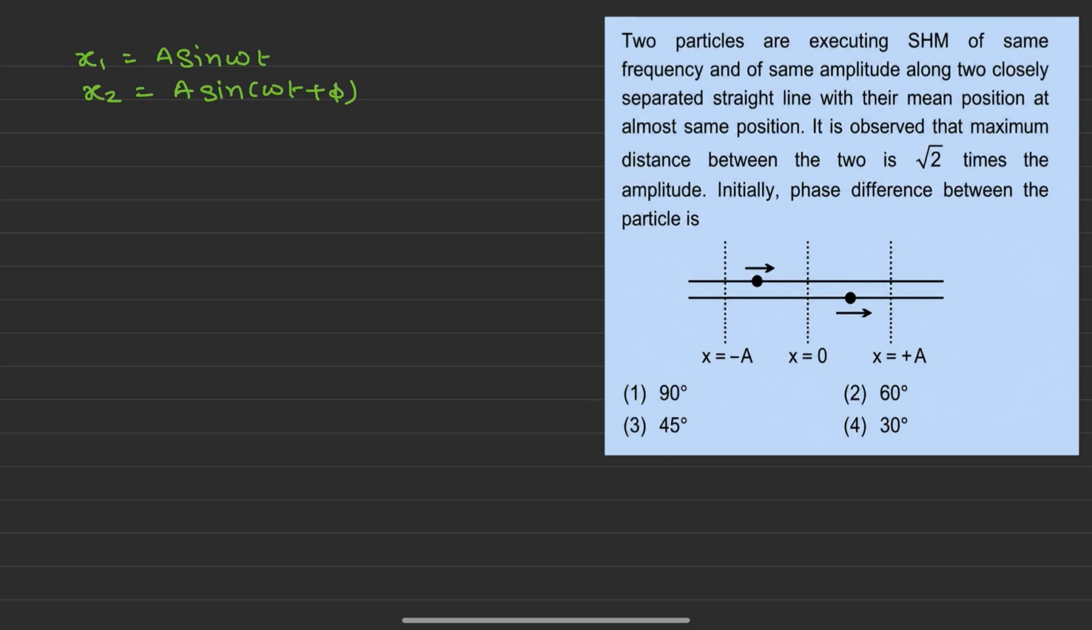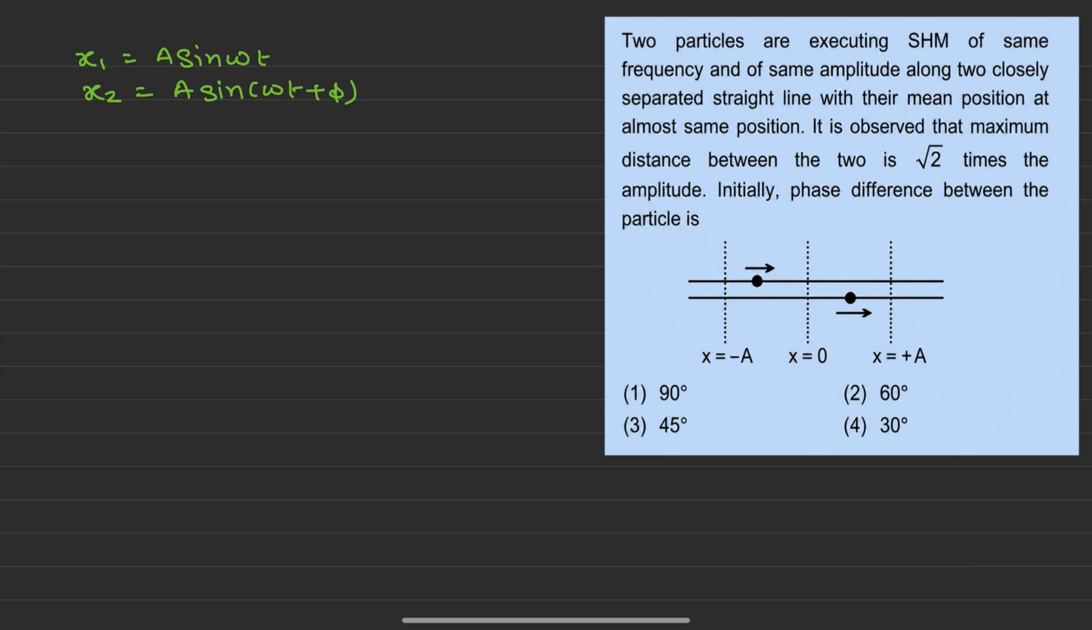Hi everyone, let us go with this question. In this question, they are saying two particles are executing simple harmonic motion of same frequency and of same amplitude along two closely separated straight lines with their mean position at almost same position. It is observed that the maximum distance between the two is root 2 times the amplitude. Initially, the phase difference between the particles is.